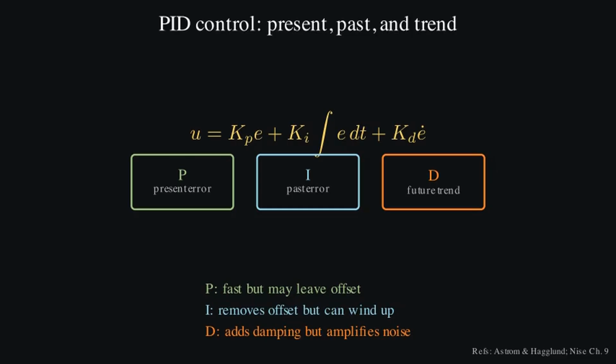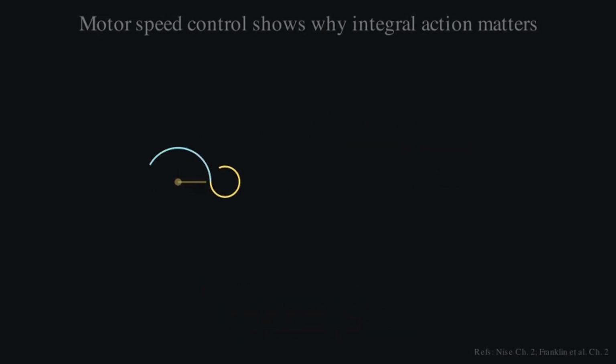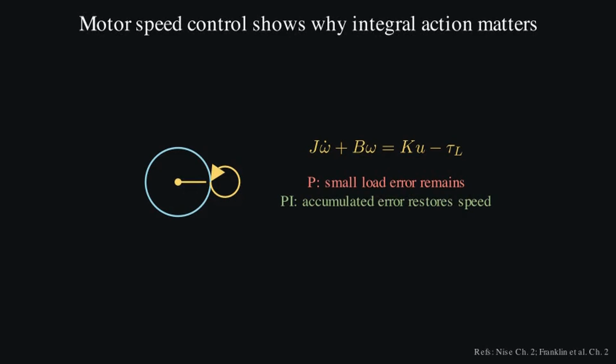PID control is the most common first controller family. Proportional action reacts to present error. Integral action accumulates past error and removes steady offset. Derivative action reacts to the trend and can add damping, but it also amplifies noise. The three terms form a practical language for shaping many ordinary feedback loops.